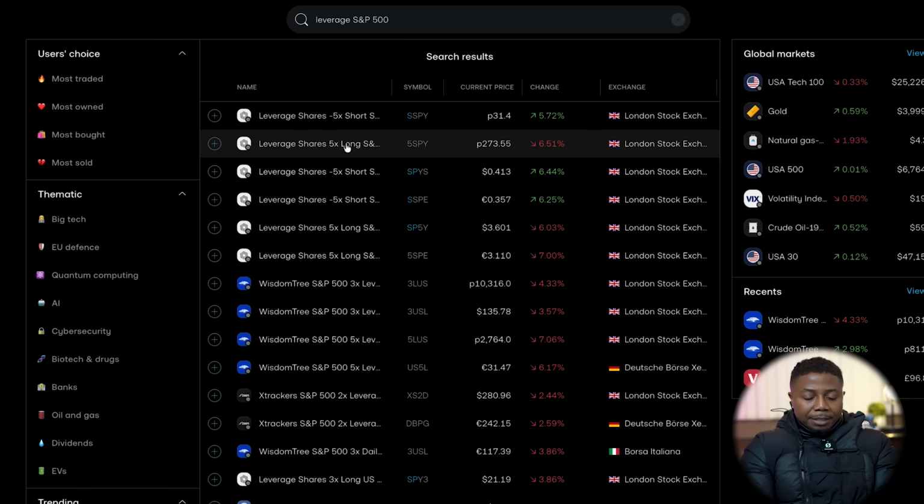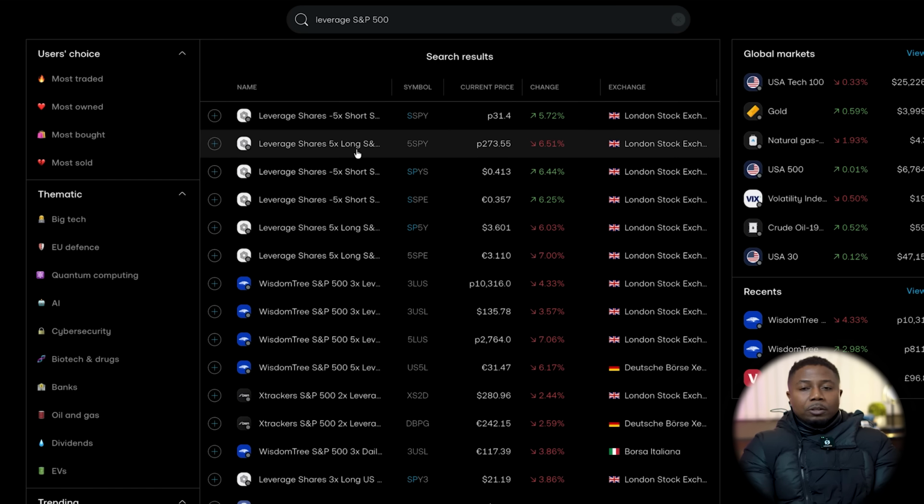Okay, and then it'll give you all the different leverages. Some of them are 3 times, some of them are 5 times. And if you notice, some of them say short, some of them say long. So the long positions mean you're betting for it to go up.